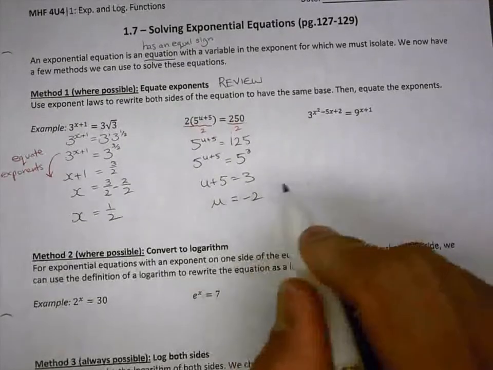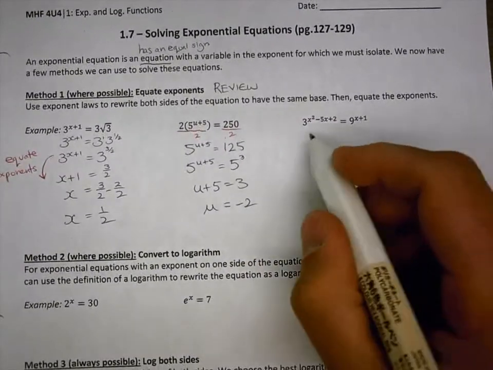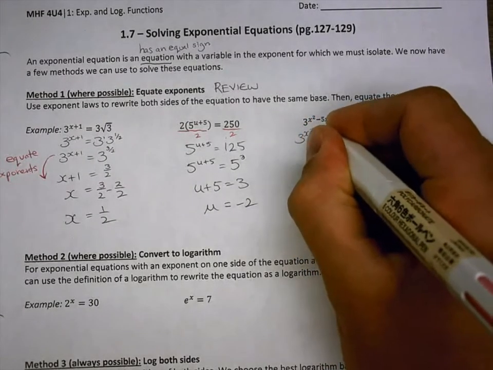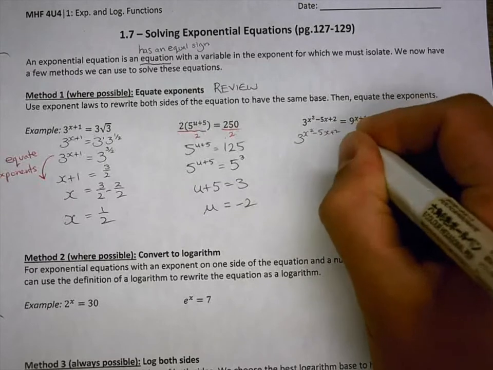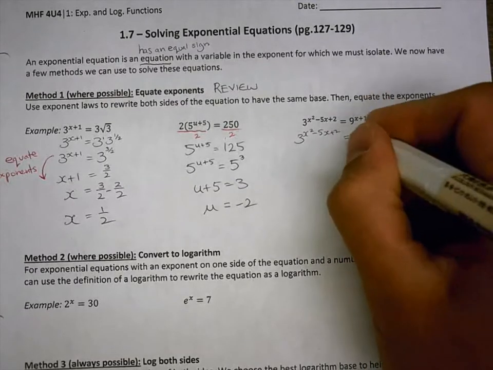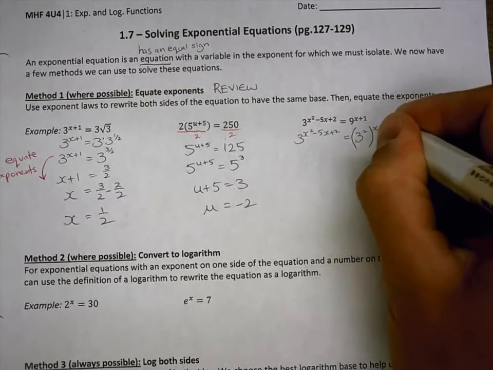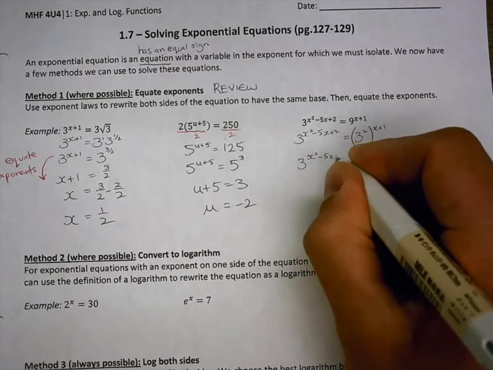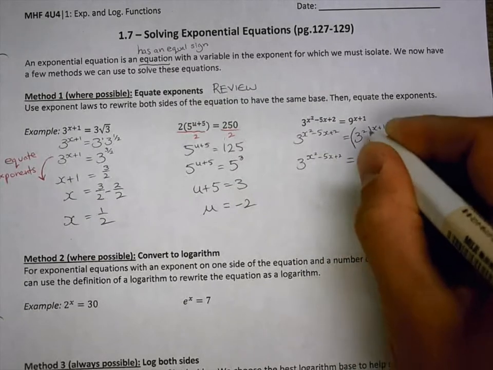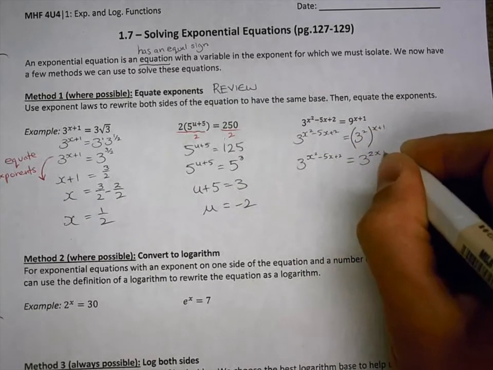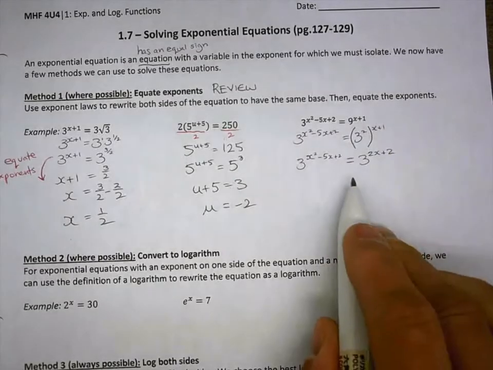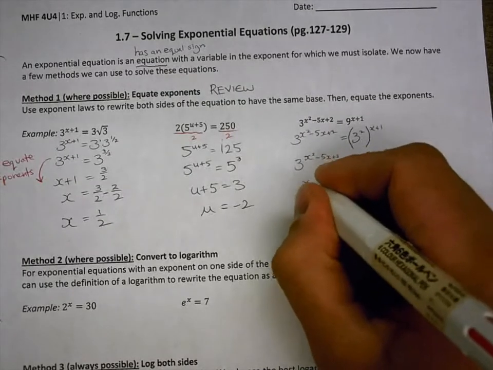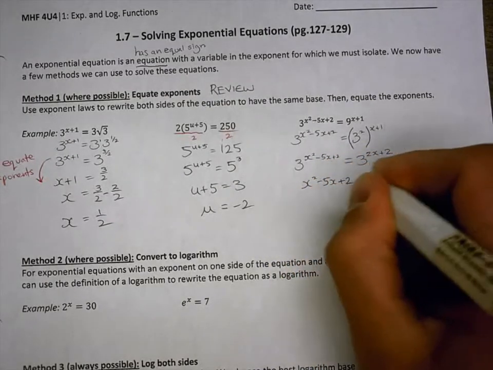Even a really crazy question like this, I can use the same strategy. I set the exponents equal to each other if the bases are the same. Now they're not the same yet, but 9 turns into 3 squared. And then I can rewrite it as 3 to the x squared minus 5x plus 2 equals 3 to the 2x plus 2. I have to multiply here, 2x plus 2. Now, the bases are the same, so I can equate the exponents. x squared minus 5x plus 2.